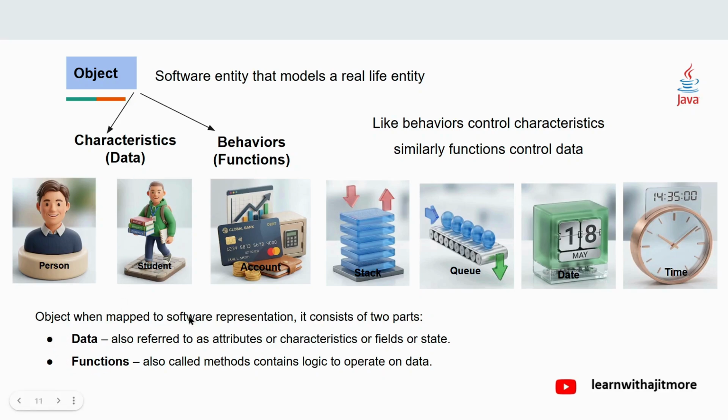Okay, so when an object is mapped to a software representation, it will have data, also called attribute, characteristic, properties, field, state. So many names, right or no?